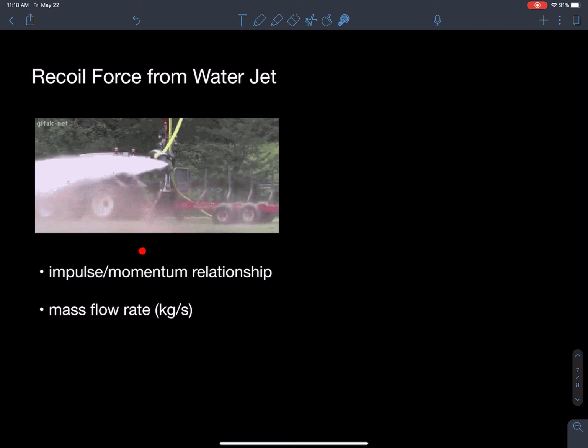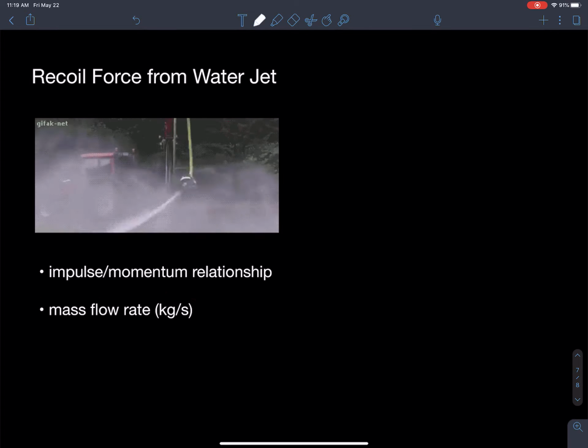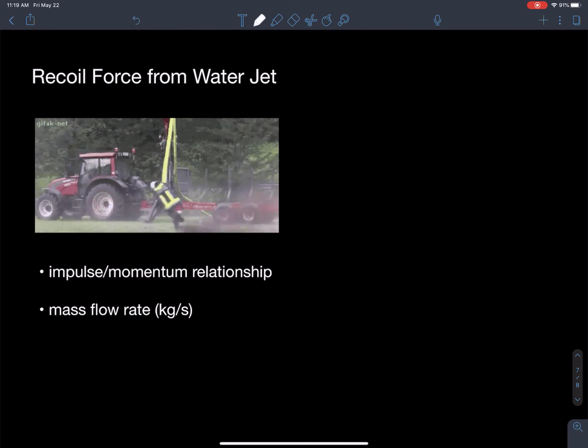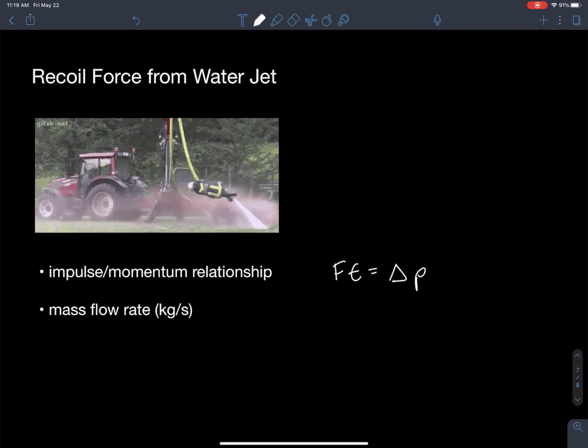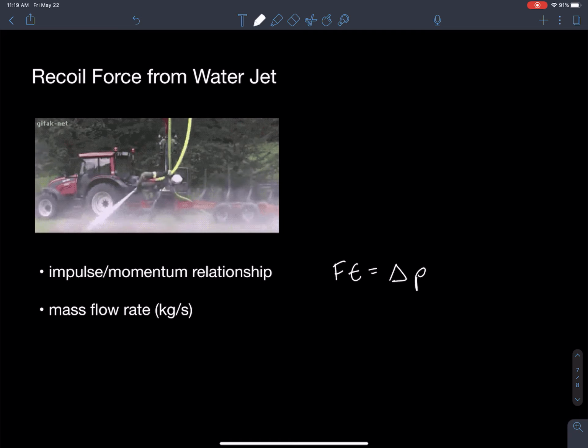First of all, you need to know that the recoil force, like we talked about in the last problem, is generated by the impulse momentum relationship. And a key trick to solving for the force that you're going to be getting is understanding how to calculate mass flow rate. So if we go back and write down the impulse momentum relationship, Ft is equal to the change in momentum. I wrote that down on purpose.